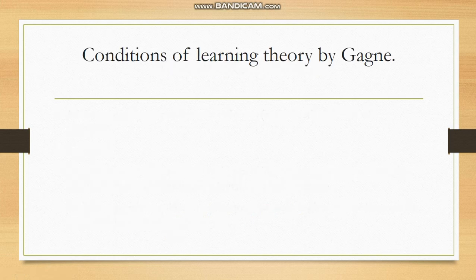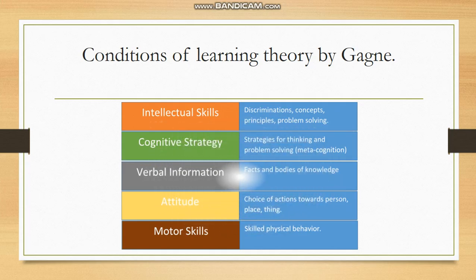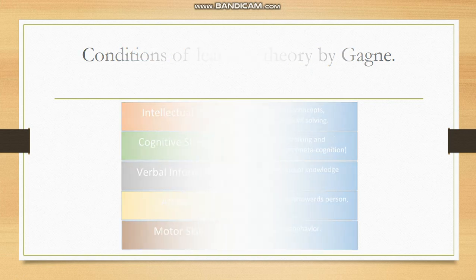And next we look at conditions of learning by Gagne. You are all familiar with these conditions of learning. We do have intellectual skills. This is what happens: discriminations, concepts, principles, and problem solving. You do have cognitive strategy, strategies for thinking and problem solving, which is metacognition. Verbal information, facts and bodies of knowledge, attitude, choice of actions towards person, place or thing, and motor skills, skilled physical behavior.